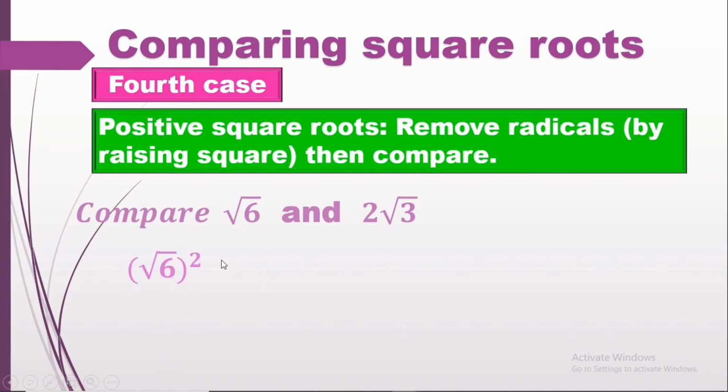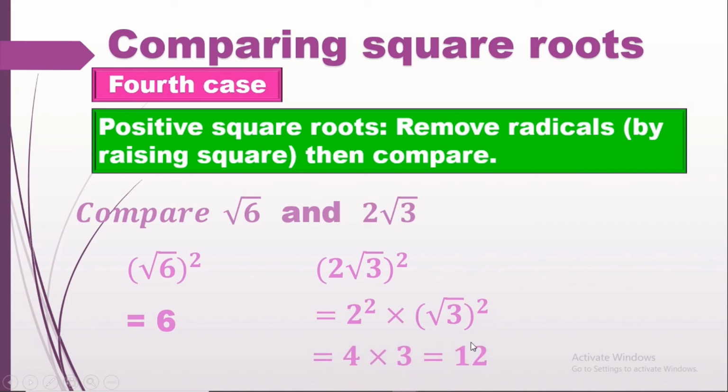Well, let's raise them squared, each term alone. Radical 6 squared cancels the radical, so it equals 6. What about 2 radical 3 all squared? Well, the power 2 is not only for radical 3 but also for 2. We should distribute the power since here we have nothing between them, so it's times. In times we distribute the powers. So it's 2 squared times radical 3 squared. 2 squared is 4. Radical 3 squared cancels the radical, it becomes 3. So 4 times 3 equals 12.